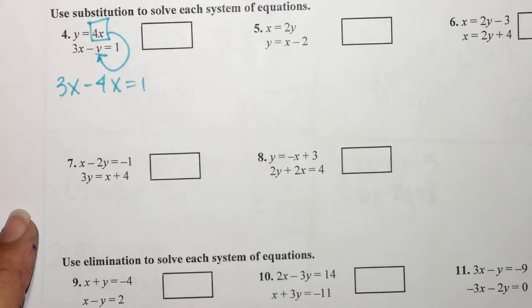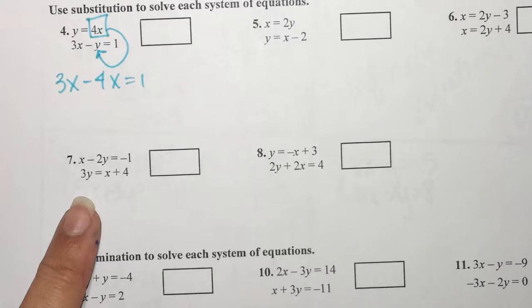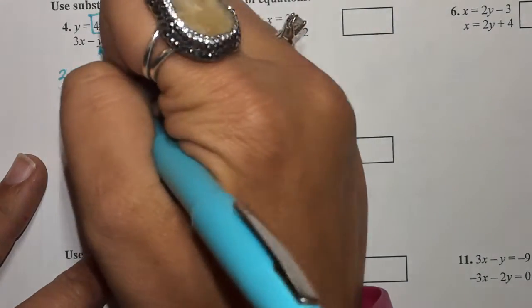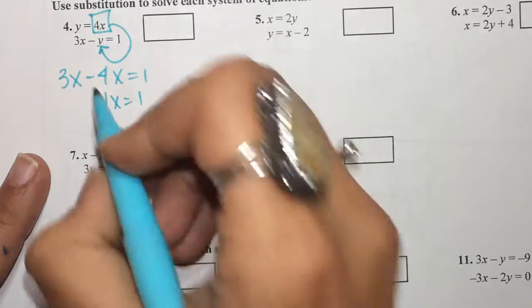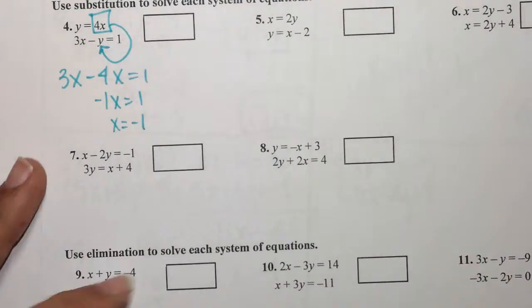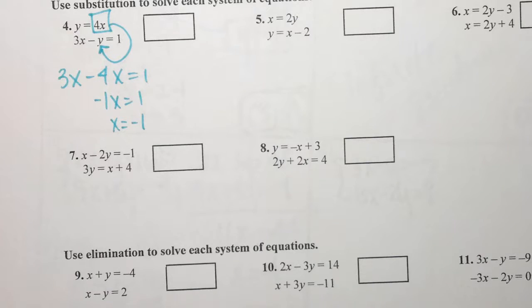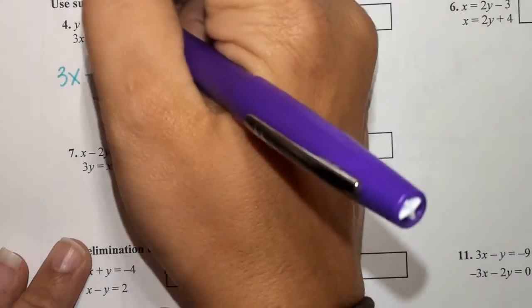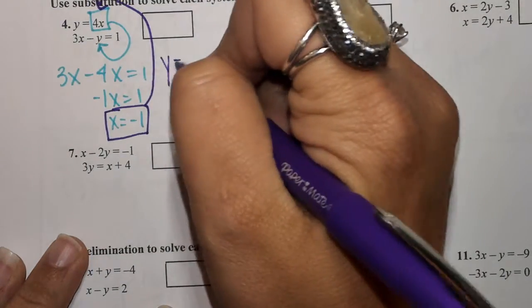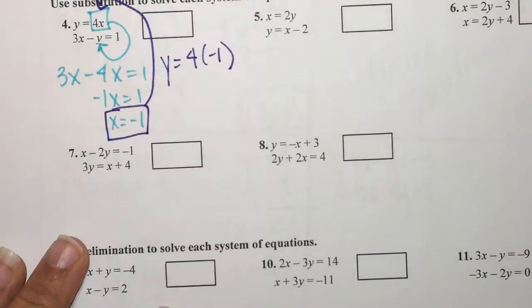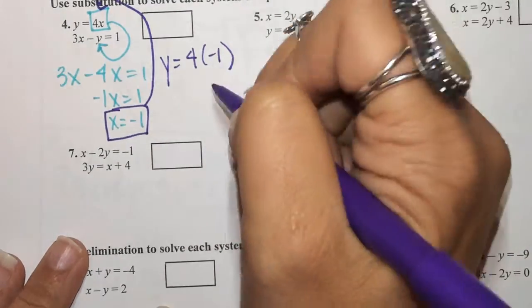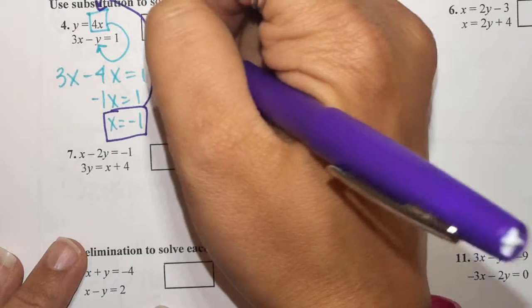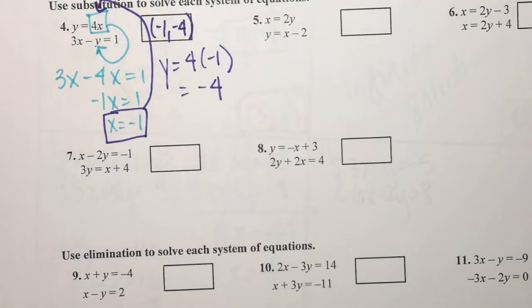Now, why do I have a minus sign? This is subtraction. And what's 3x minus 4x? Now what do I do? Divide by -1. And what does x equal? -1. Am I done? No. I gotta plug it in to get y, correct? So I'm gonna plug it in right here. I have y equals 4 times -1. What's 4 times -1? -4. So how do I write my answer? Does it matter what order I write them in? Yes.